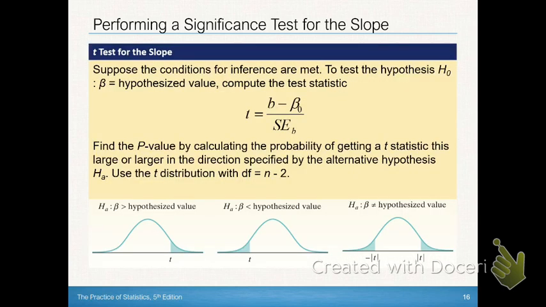Similar to what we did in the beginning of the year, where if our alternate hypothesis had a greater than sign, then we were looking for the tail on the right of our distribution, or if our alternate hypothesis had a less than sign, we were looking for the part of the tail that would be shaded on the left, or if it was not equal to, there would be two tails.